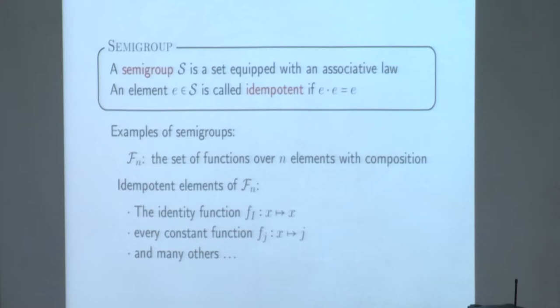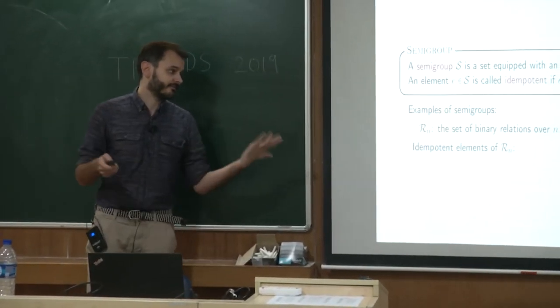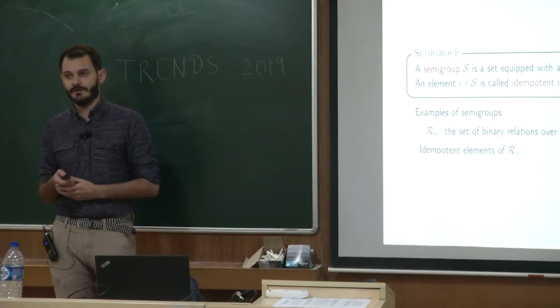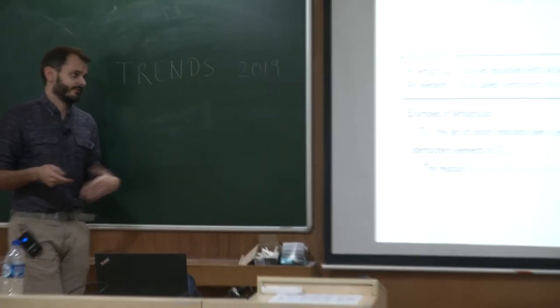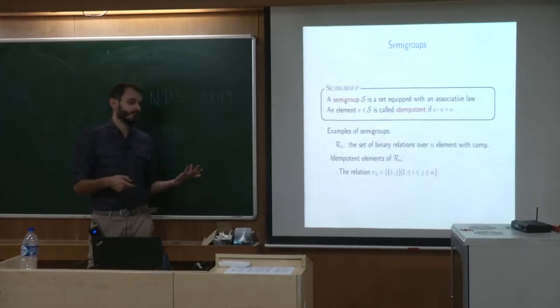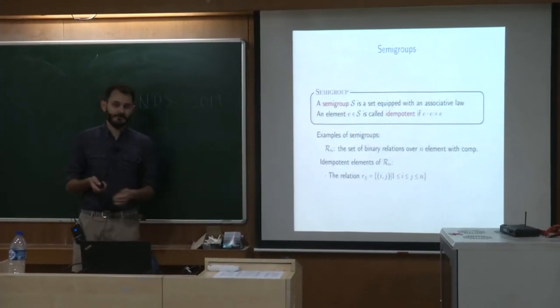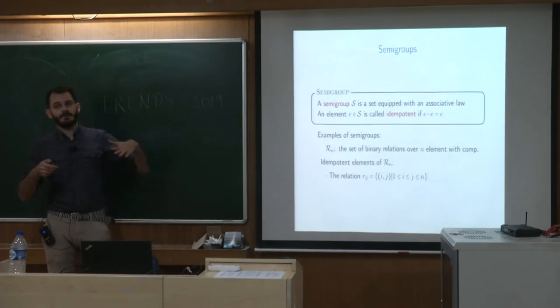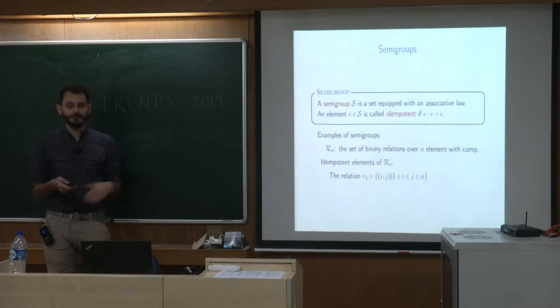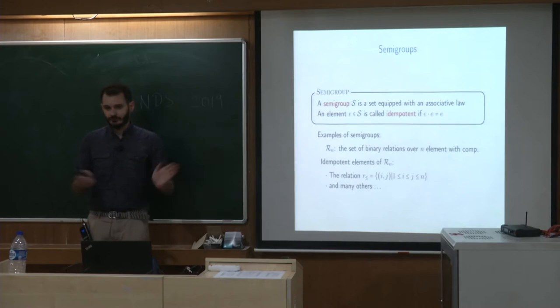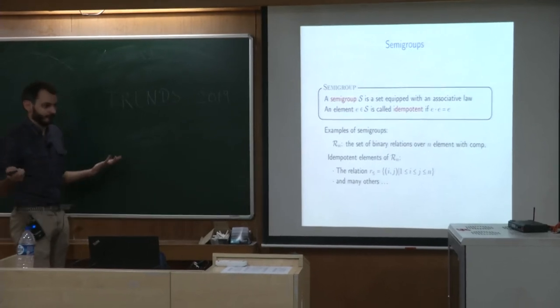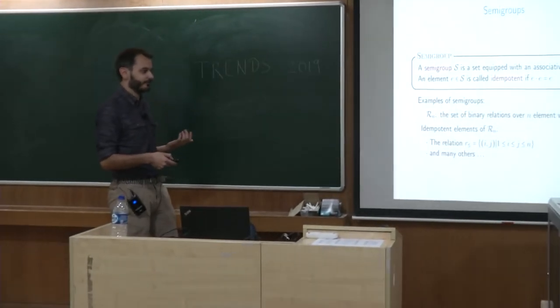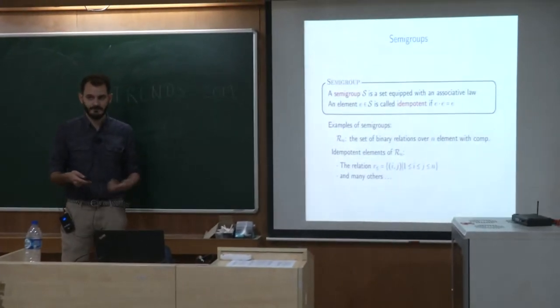Okay? And the last example I will present is the set of binary relations over a finite number of elements. So this time, what are the idempotents? One example would be the relation smaller than or equal to. So this is an idempotent. Once again, there are several other idempotent elements. They are all partial orders, but not all partial orders are idempotent. Don't care too much about that. There are a lot of them, but once again, not every element of this set is an idempotent.